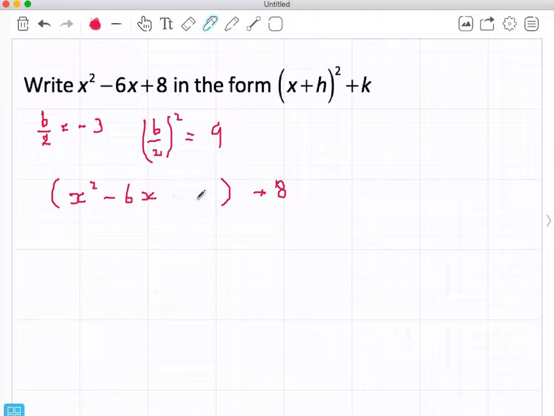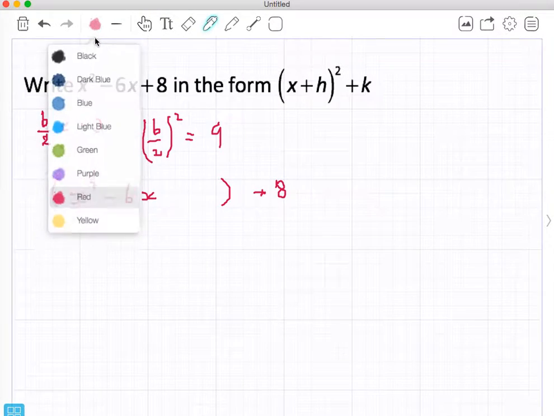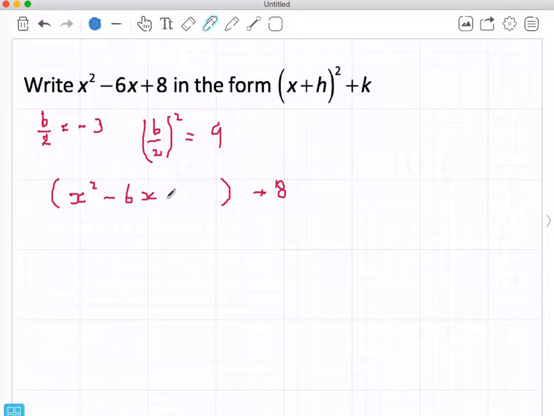Now inside here, I'm going to fill this space in with b over 2. So this number here is going to be filled into here. So I'm going to do that now, and I'm just going to do that in a different colour pen, so you get the idea. So I'm just going to fill that in as +9.